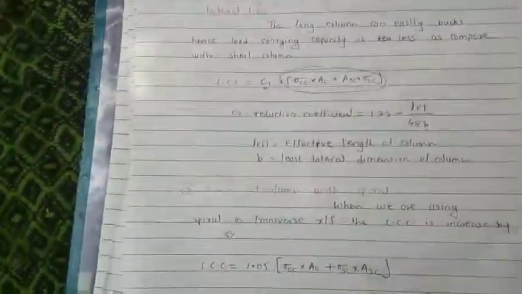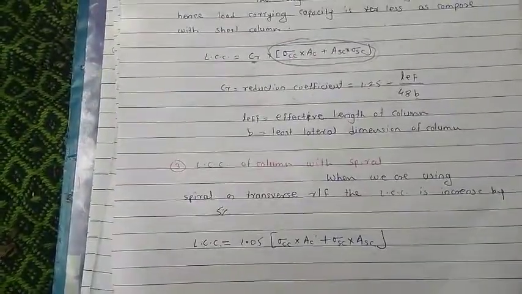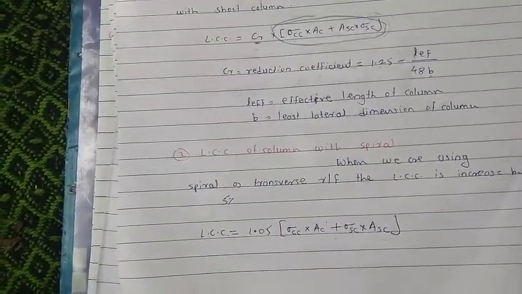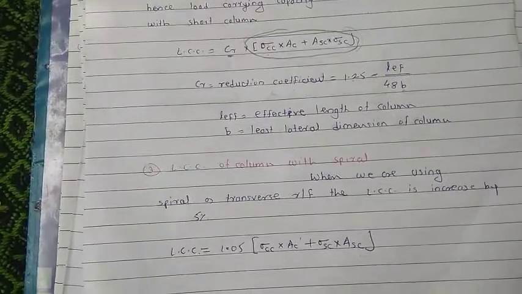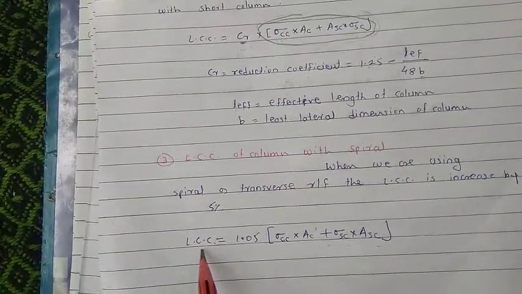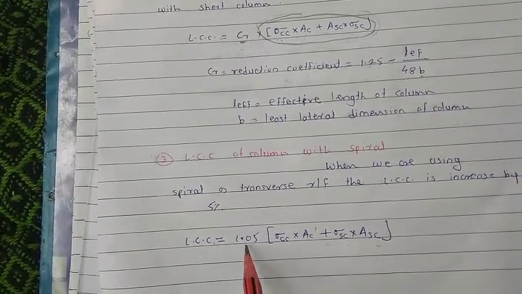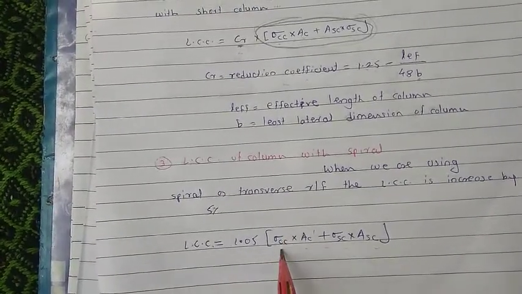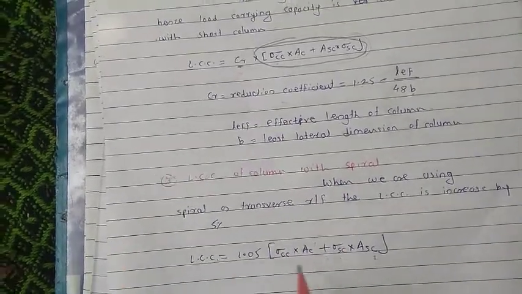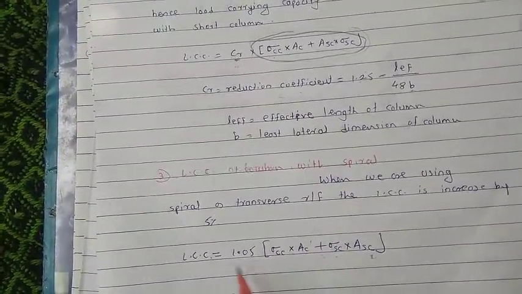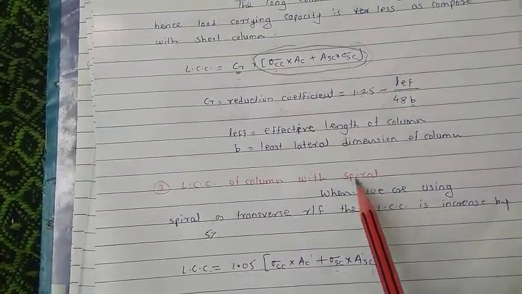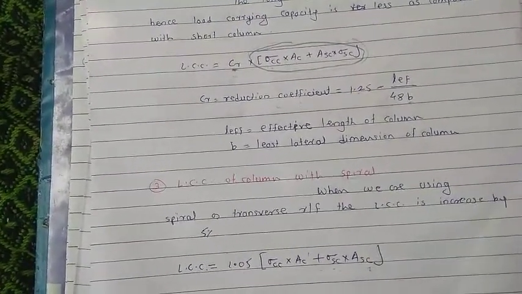Then third one, if we are providing the spiral instead of the lateral ties, in that case load carrying capacity of the column will be increased by 5%. In that case load carrying capacity is equal to 1.05 into sigma cc into AC plus sigma SC into ASC. So this is the formula which is to be used for the determination of load carrying capacity of the column provided with the spiral or the helical reinforcement.